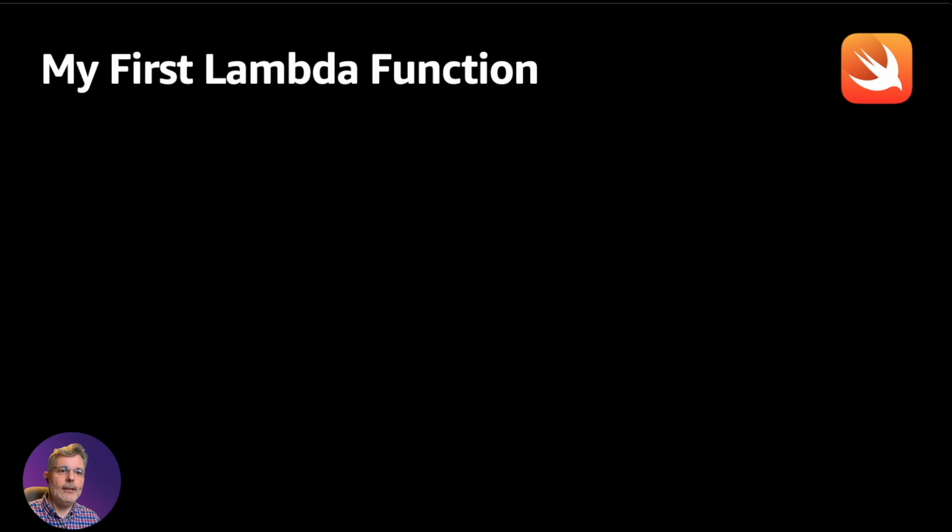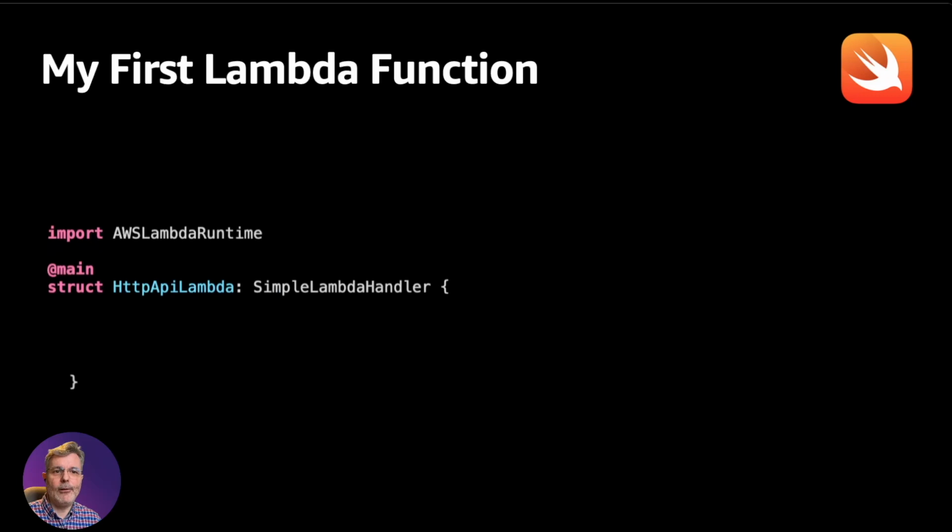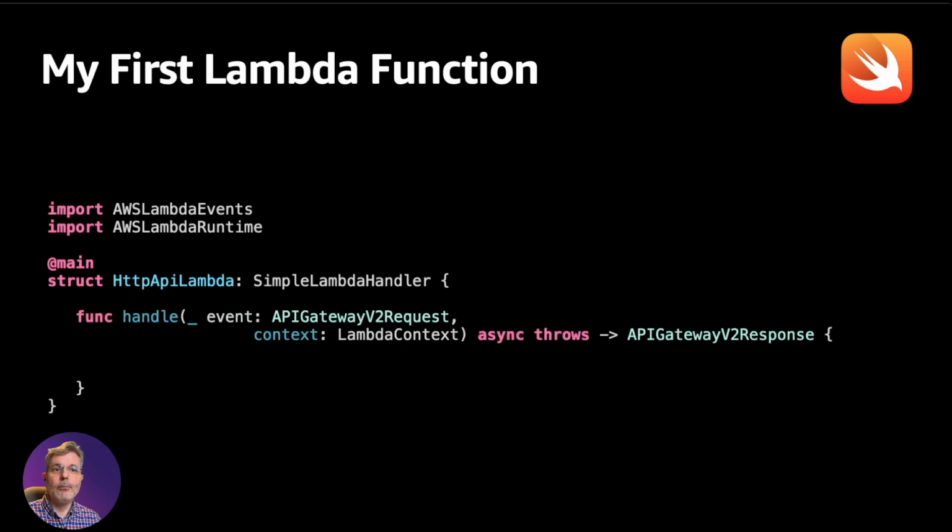So you add these two dependencies, and then you're ready to write your code. Your code is a main struct, meaning that it's a standalone executable that will be run inside the Linux micro VM of the Lambda runtime execution. So you create a struct, you implement the protocol SimpleLambdaHandler, and you import, of course, the Lambda event and the Lambda runtime, and then you have just one function to write. It's the entry point of your code.